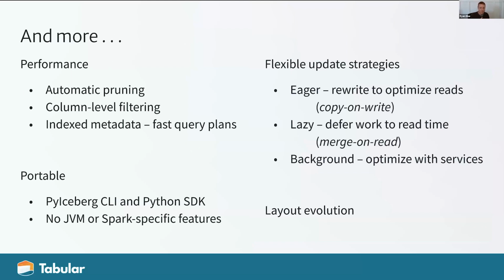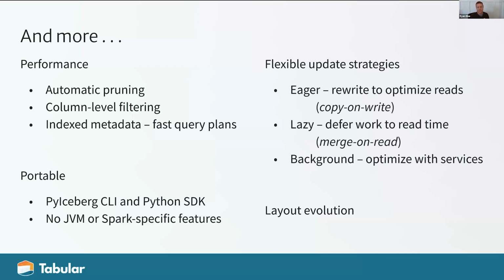So, in terms of performance, I said this was one of the things that we had as a goal: cloud native tables using S3 that are highly performant. Well, Iceberg brings in a lot of features to make that happen. Better column level filtering during job planning, automatic pruning. We actually index both data and metadata, so that you can find the data that you want very, very quickly without needing to parallelize or cache or do things like that. Iceberg is also portable.